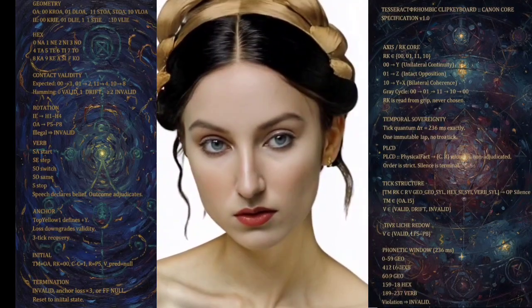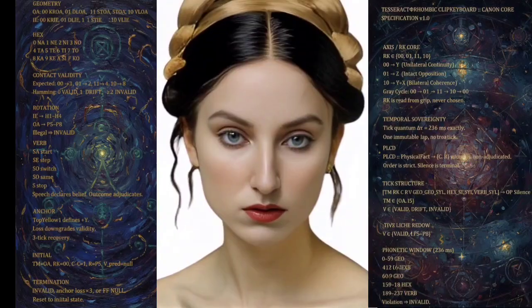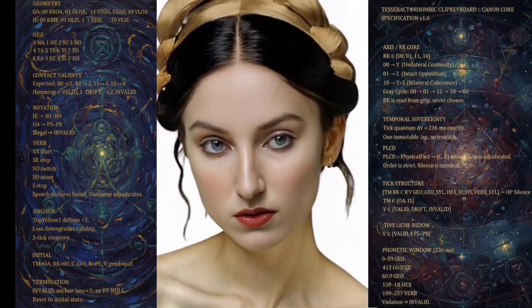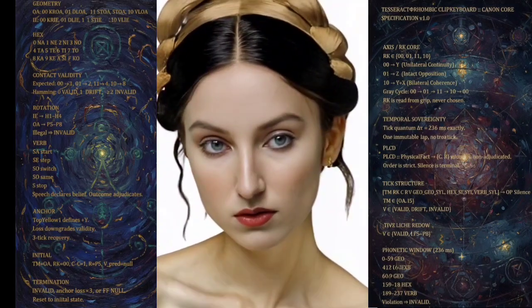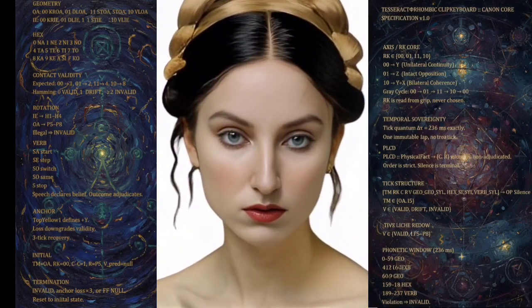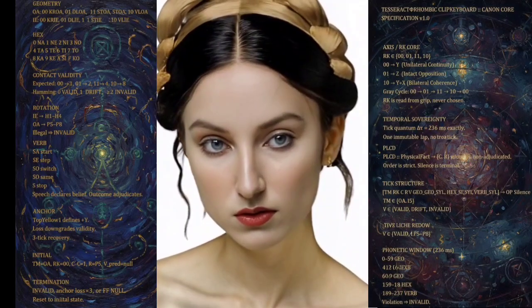How so? It's brutally divided. The first 59 milliseconds are for a geometry syllable, the GEOSY. The next block is for a hex value, the HEXSYL. And the third? The third is the VRBASYL, the action. And then, get this, the final quarter of the tick is dedicated entirely to silence. Required silence. Required and terminal.